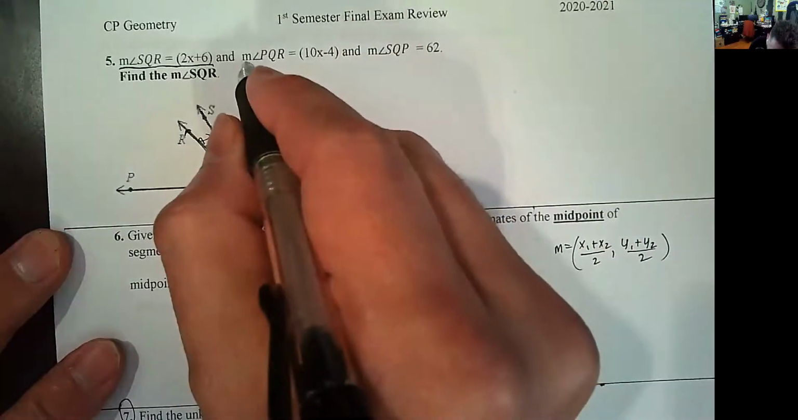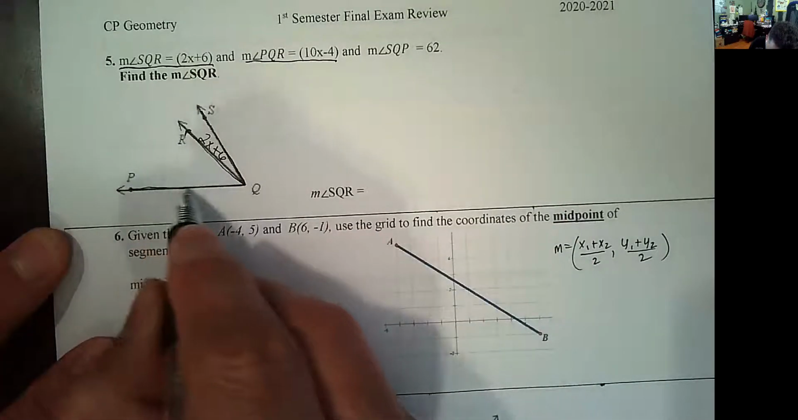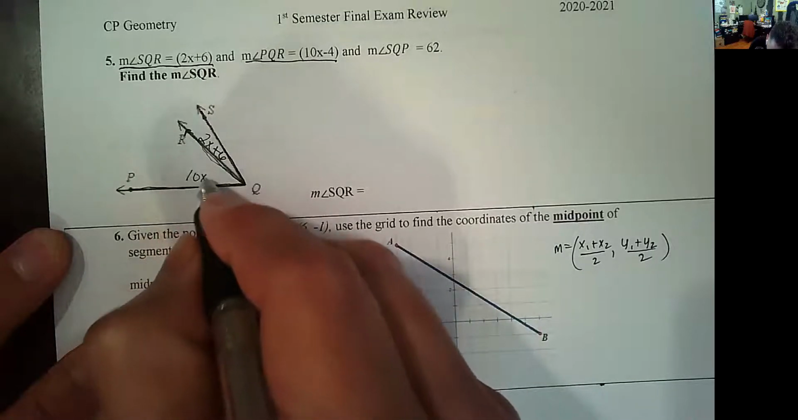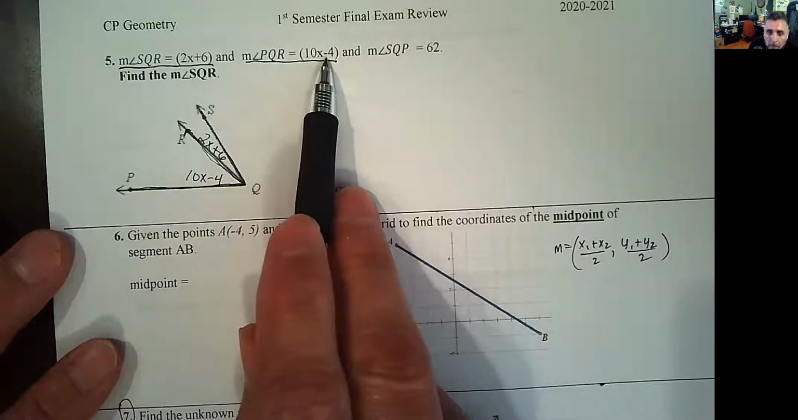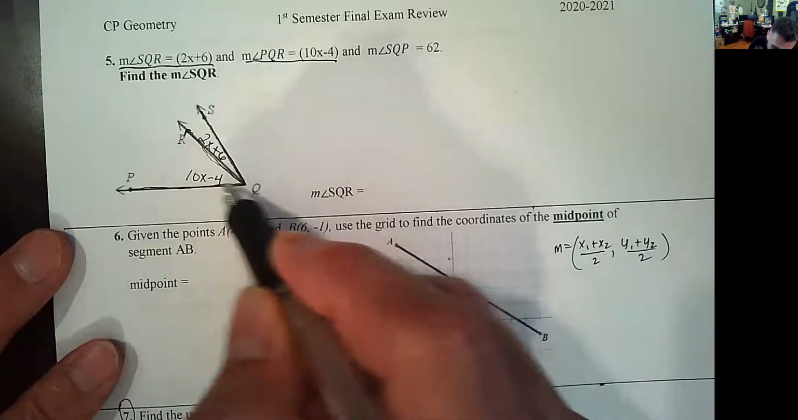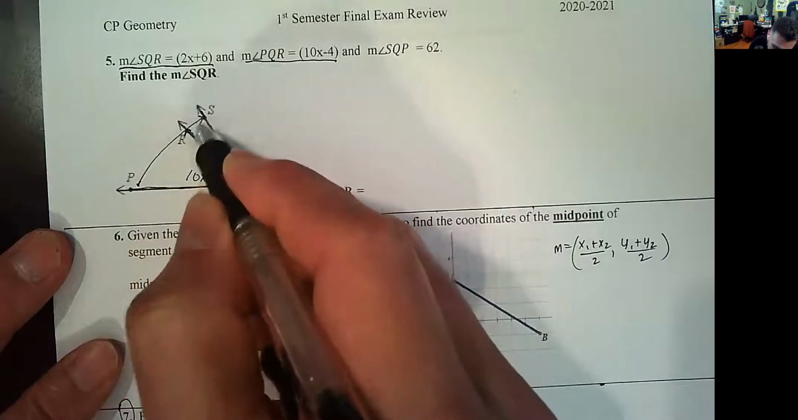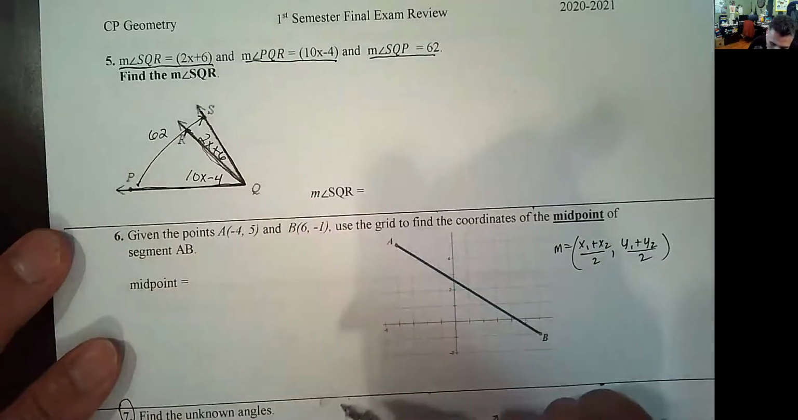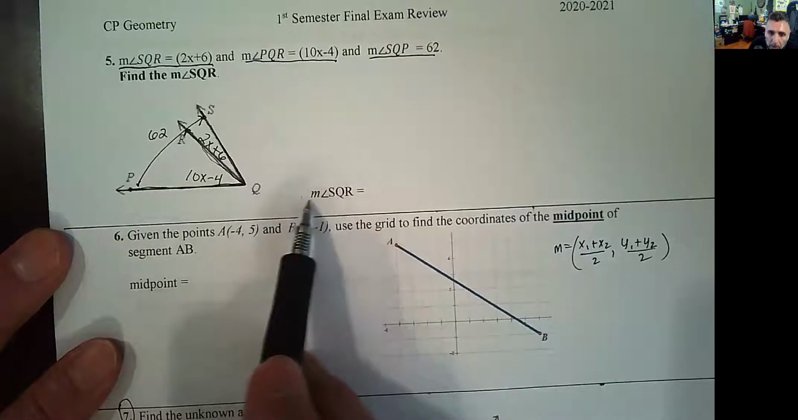And then the other information they give us is the measure of PQR. If I follow the letters, here's P, Q, R. That's talking about this angle that's underneath the other one. It tells me that's 10 times x minus 4. And then SQP starts out here, goes to Q, and then goes to P. SQP is technically this big angle in here. And we're told SQP is equal to 62, right?